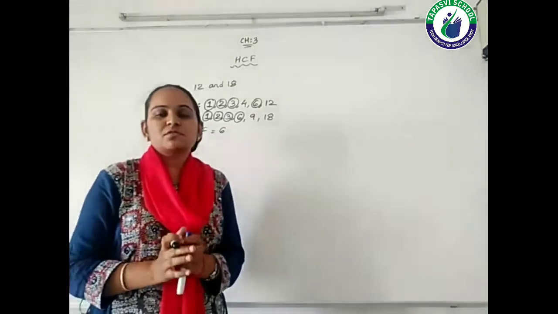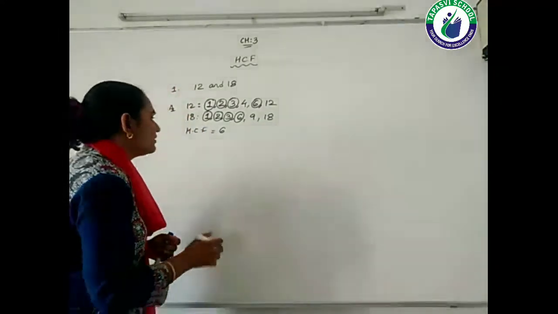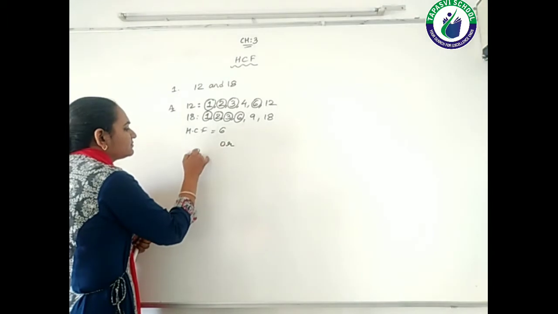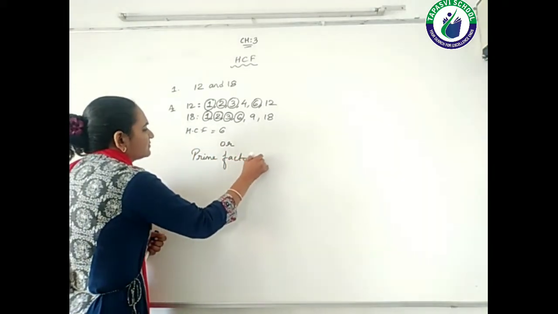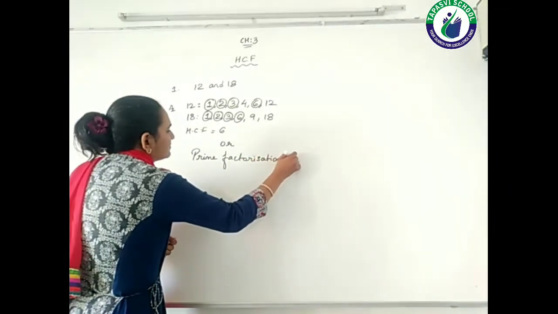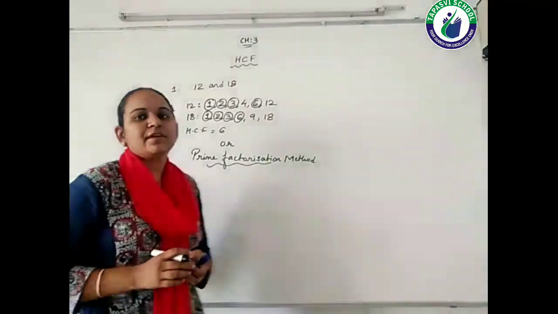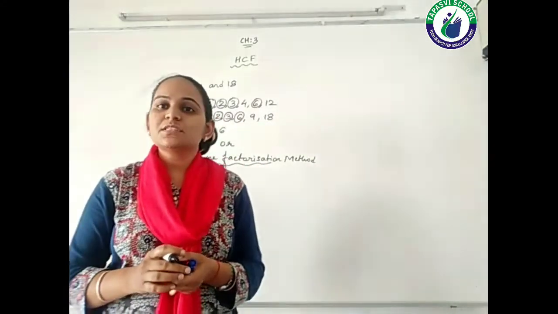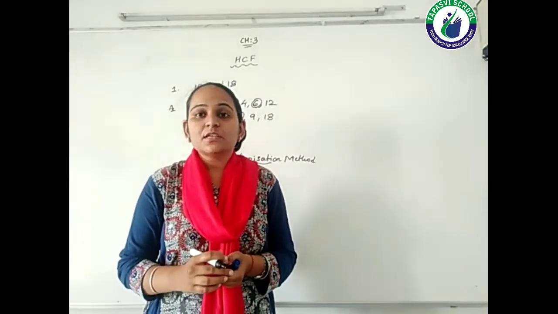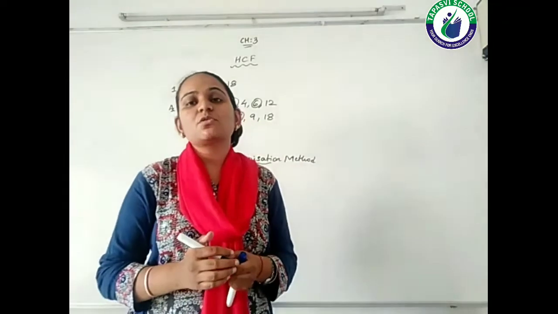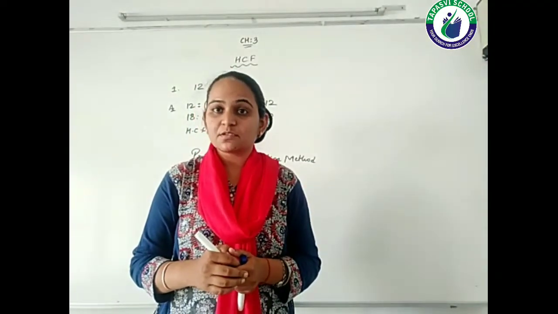The same question, students, we will be doing with another method, right? That is called the prime factorization method. Okay, what actually is this method, students? Prime factorization means we have to list down all the prime factors of the given numbers, right? When the word is prime factorization, students, then only and only prime numbers are allowed. You cannot use any of the composite numbers, right?